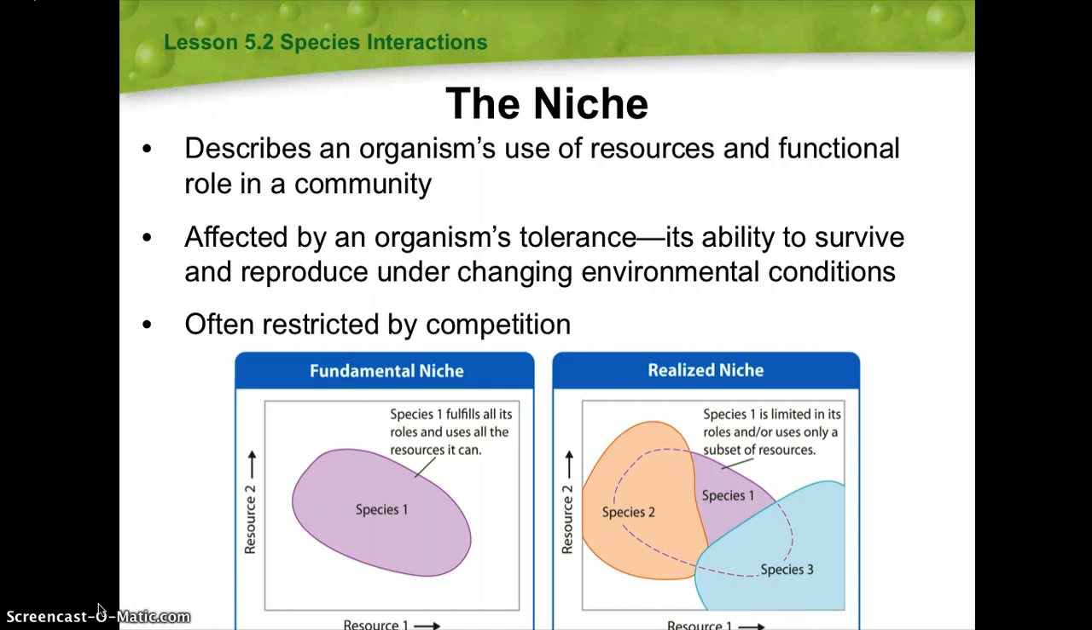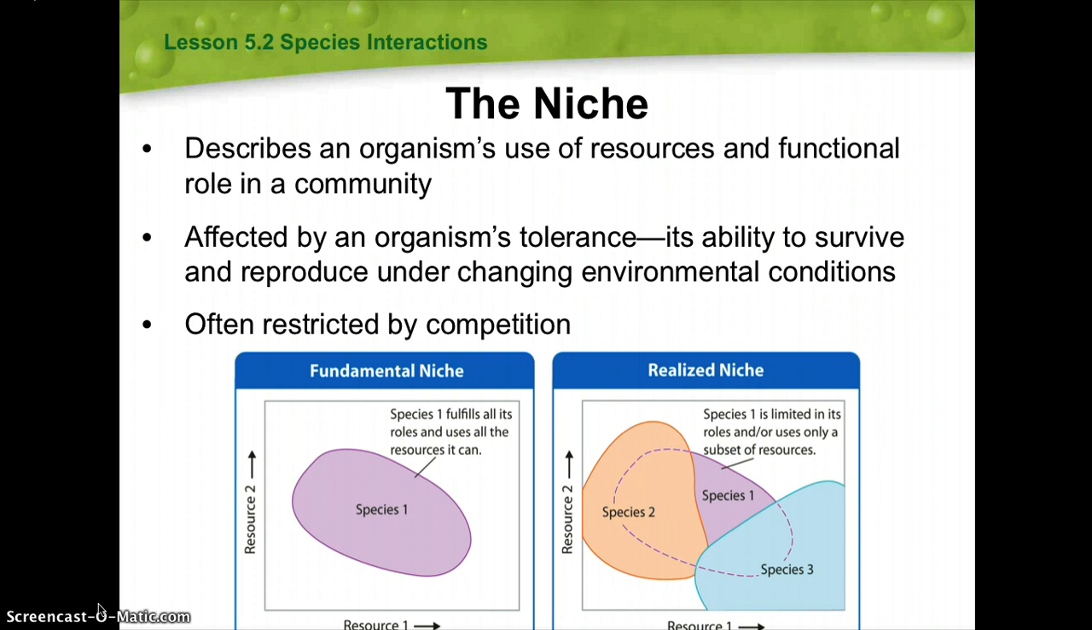So, species interactions. What is an organism's niche? Its niche describes an organism's use of resources and functional role in the community. So it's different from an organism's habitat. An organism's habitat is the area in which that organism lives, but the organism's niche is how it uses the resources and its functional role within the area in which it lives.